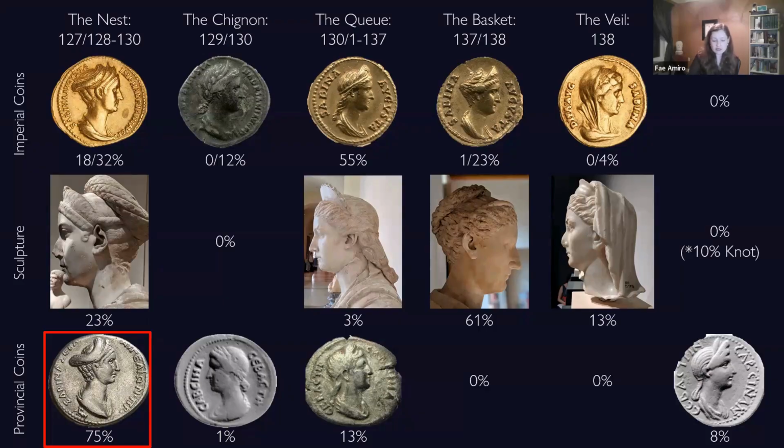We shouldn't expect, of course, a totally even distribution of coins across time, but we also shouldn't expect, because there's so many different mints at so many different times, a situation like sculpture where we have these major clusters chronologically.